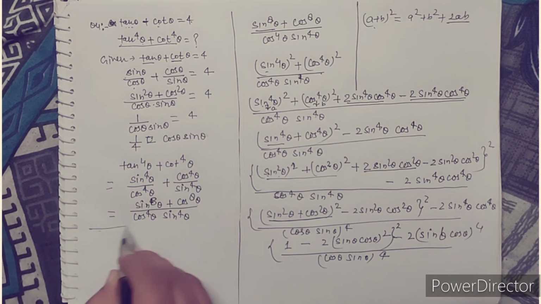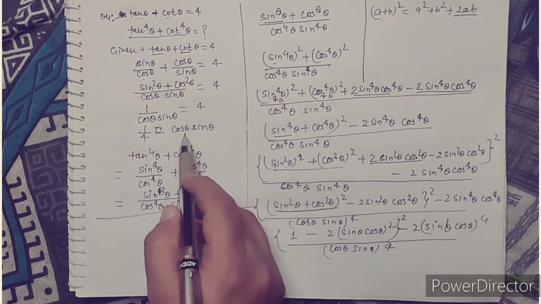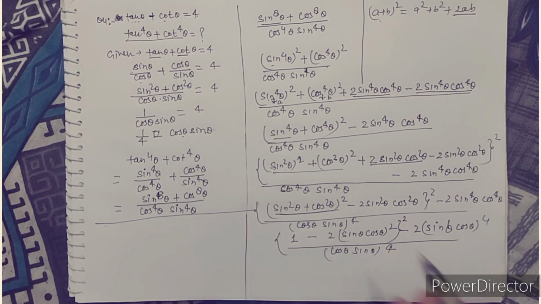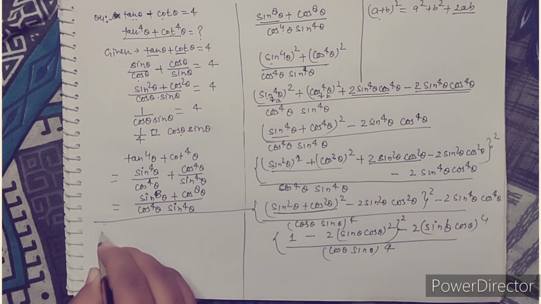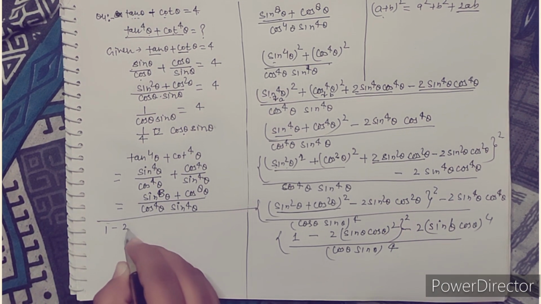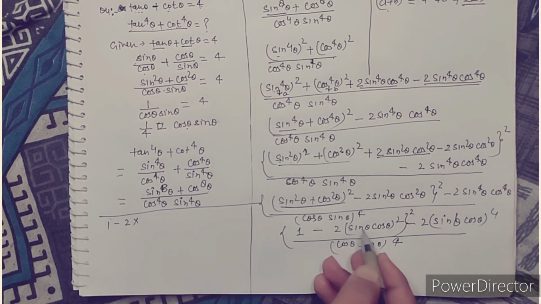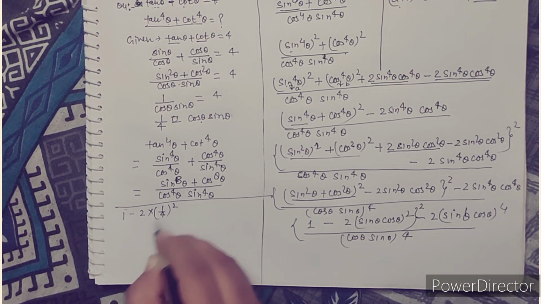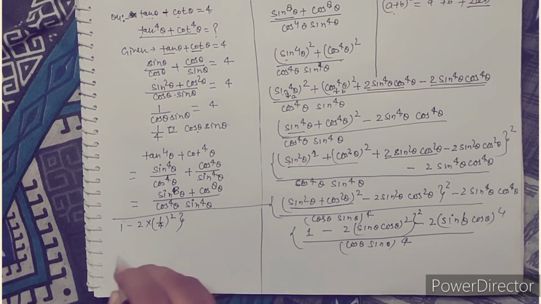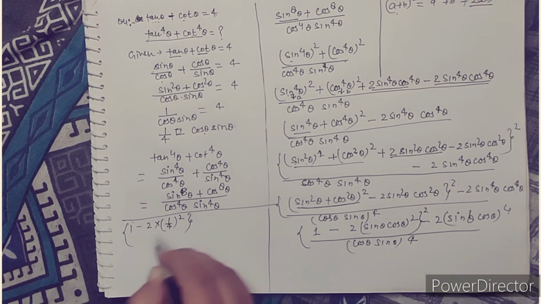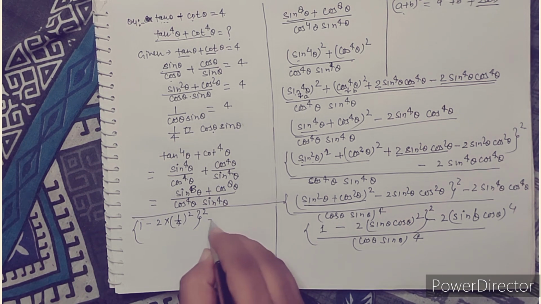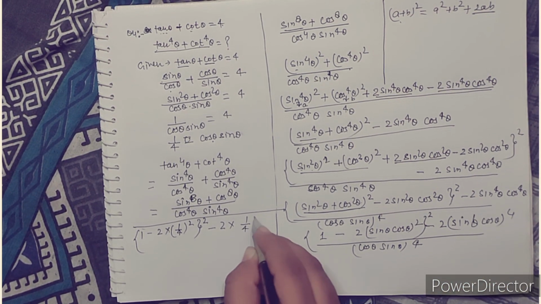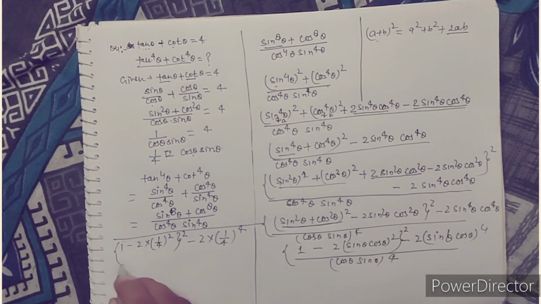Now we will put the value of sin θ into cos θ. What is the value of sin θ into cos θ? The value of sin θ into cos θ is equal to 1 upon 4. So we will put the value: 1 minus 2 multiply (sin θ cos θ = 1 upon 4) whole square, minus 2 (sin θ cos θ = 1 upon 4) to the power 4.